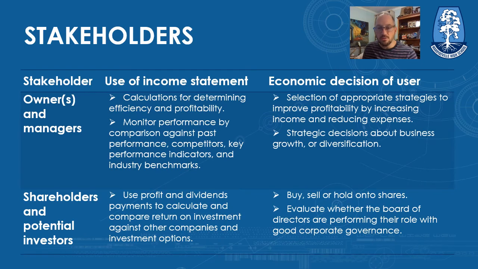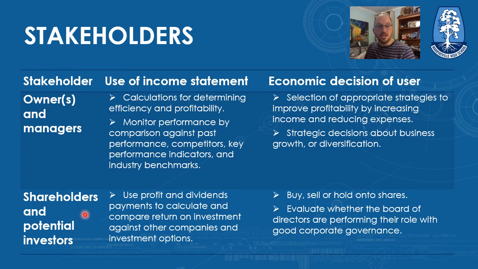Stakeholders who might use the profit margin when assessing the income statement. Owners and managers would use the profit margin when they make calculations for determining efficiency and profitability, when they are monitoring performance by comparison against past performance, competitors, key performance indicators, and industry benchmarks. The economic decisions that these users would be making range from a selection of appropriate strategies to improve profitability by increasing income and reducing expenses, and strategic decisions about business growth or diversification.